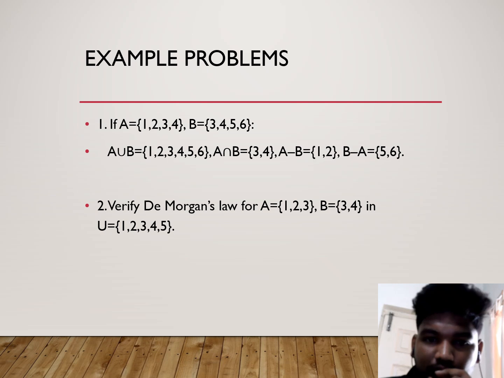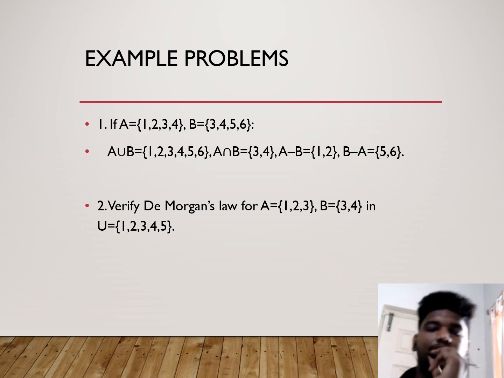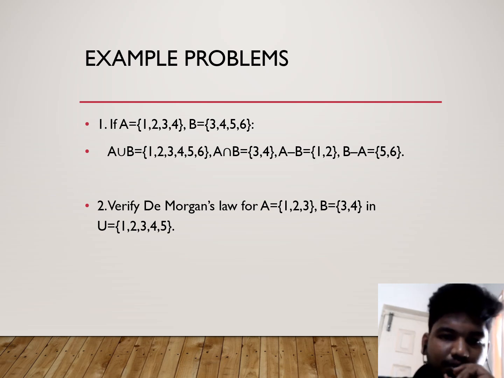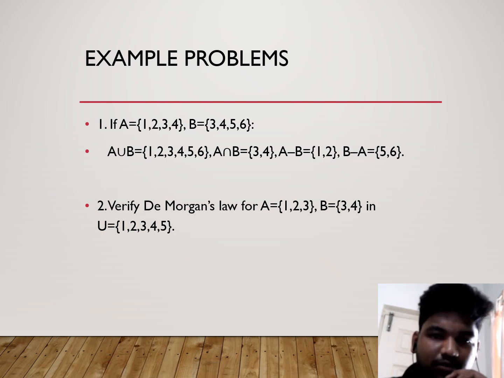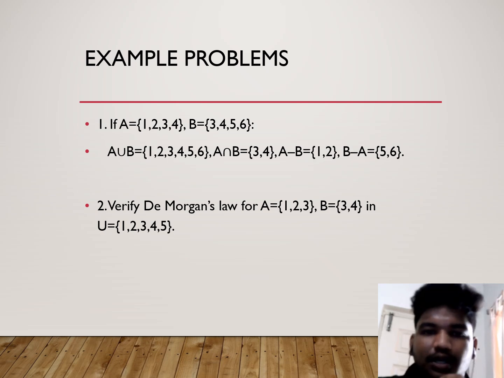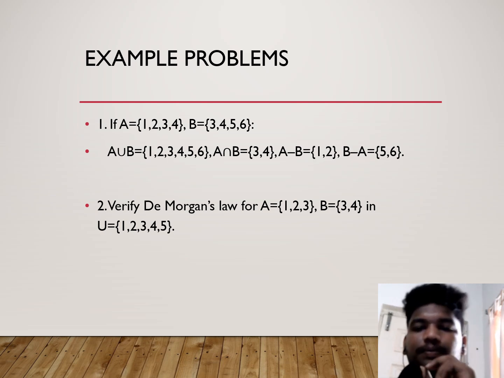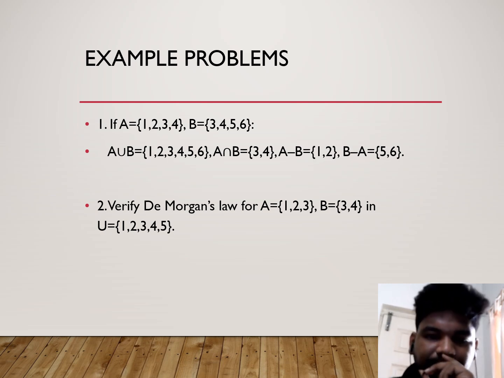If A equal to, here what is the problem given. Here two sets are given and they asked about the union. We are seeing the problem. A equal to 1, 2, 3, 4 and B equal to 3, 4, 5, 6. They asked for A union B. We discussed this in the set operations. This is union. If two sets are given, mixing of two sets and writing A union B.